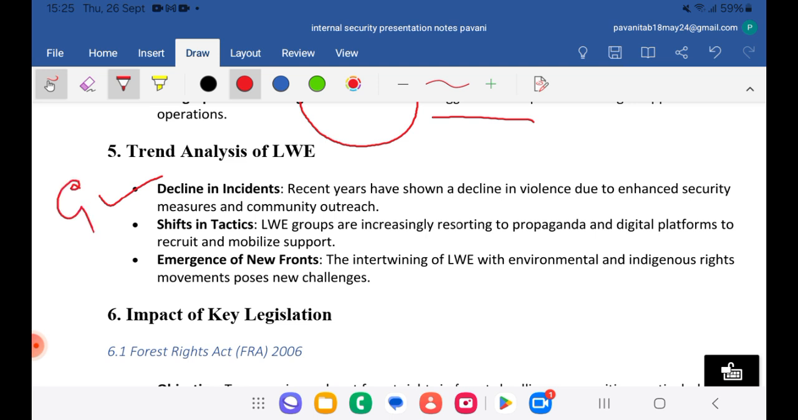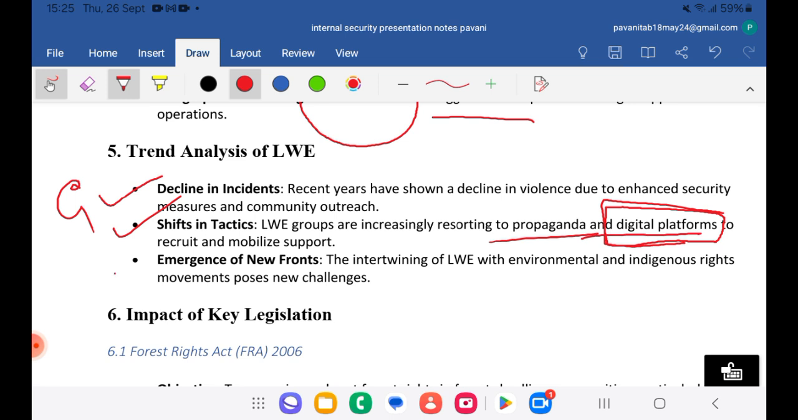Second thing is shift in tactics. Left-wing extremism groups are increasingly resorting to propaganda and digital platforms to recruit and mobilize support. So now they are going for digital platforms to propagate their propaganda. We already read about data protection under cyber security. That is where it relates to internal security threats, right? So digital platforms are what they are using as a new tactic.